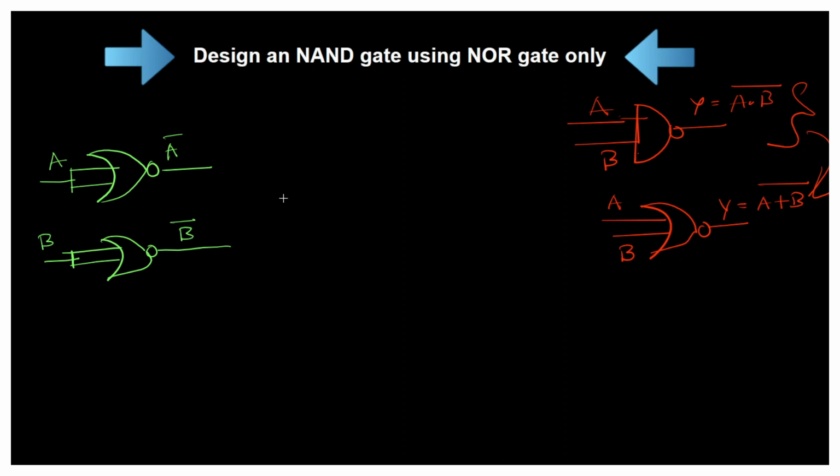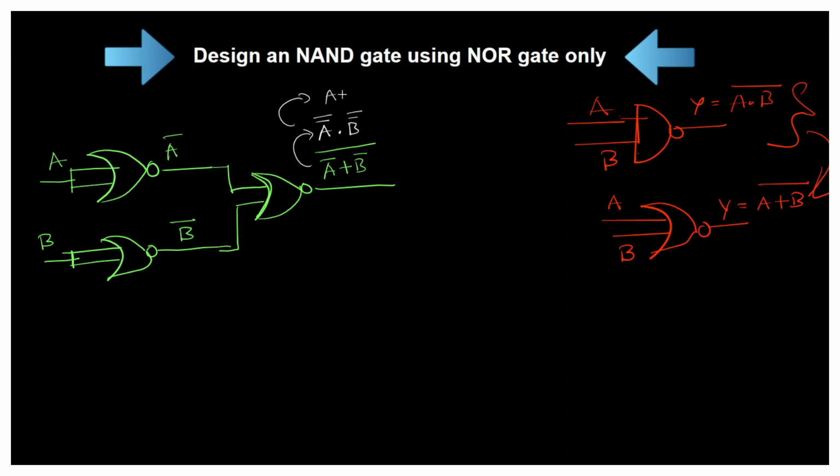Take another NOR gate, connect these two inputs, and this gate will give you (A complement plus B complement) and its whole complement. Now we need to apply De Morgan's theorem on this equation. So it will give you A double complement dot B double complement. So this means A dot B. So this gate will give you A dot B simply.